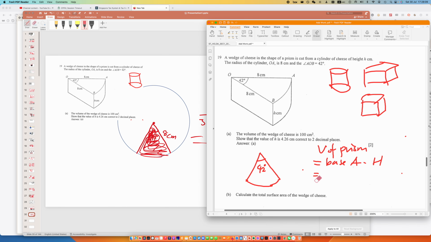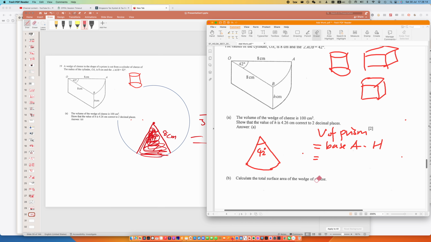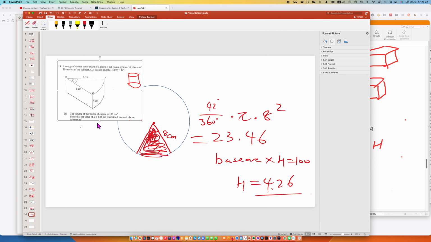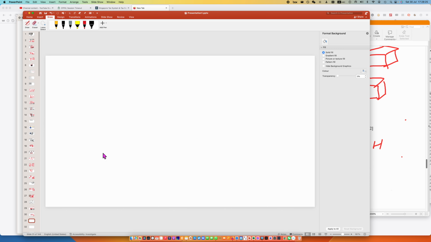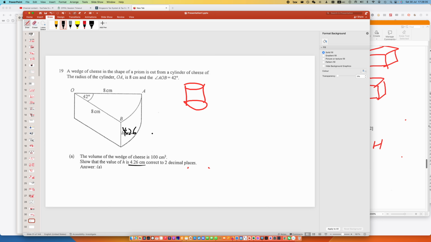Okay? Next, calculate the total surface area of the wedge. So basically, how you get the total surface of this thing depends on how many surfaces there are. So how many surfaces are there for this piece of thing? 6. No. 5. 5, right? Yes. Okay, good. So I see that this is 4.26 already, given by part A. So I see this is called my left and right. They're the same thing, right? Yes. So I just take 8 times 4.26 times 2. Done.